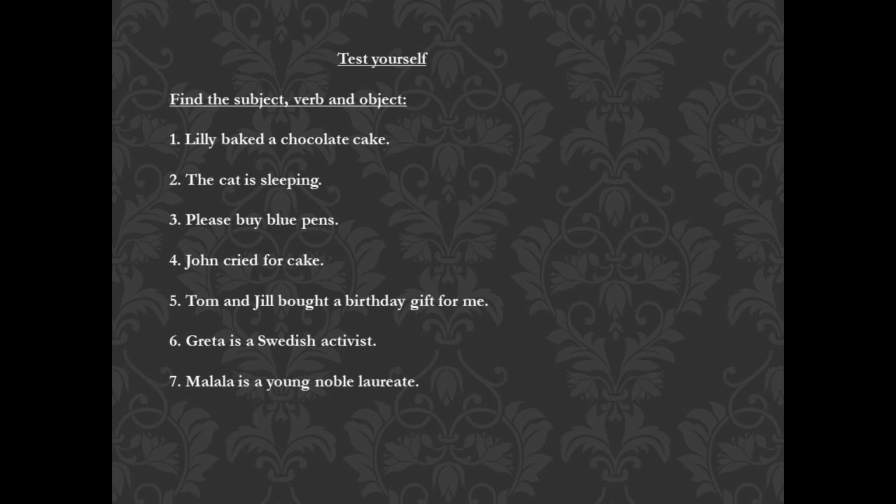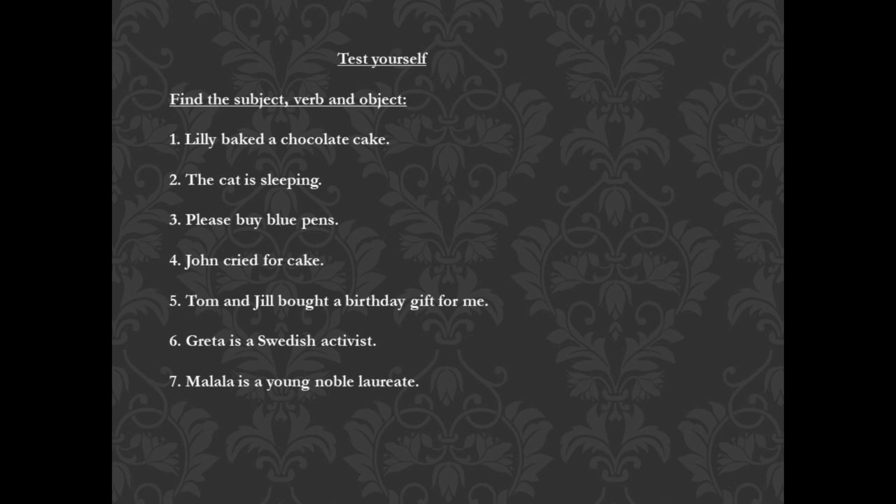Okay, so pause the video and try to find the subject, verb and object in these sentences. Hope you were able to solve them. If not, then let me help you out. So the first sentence is Lily baked a chocolate cake.